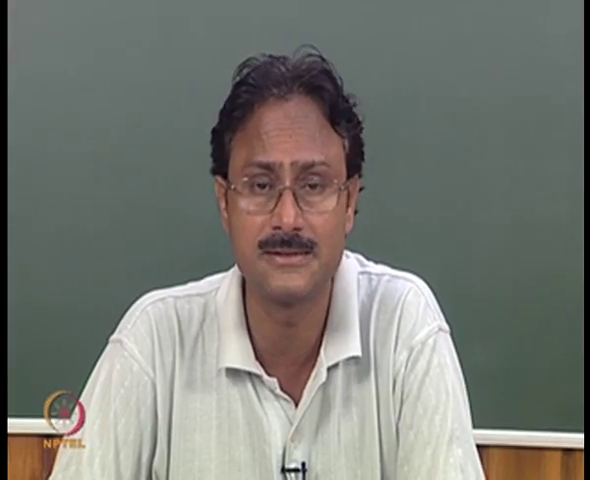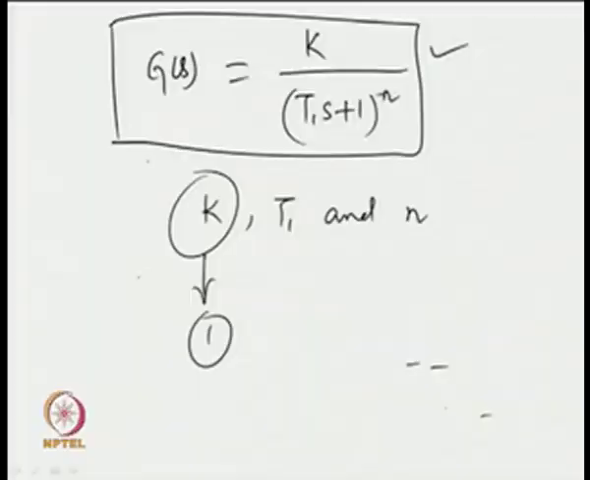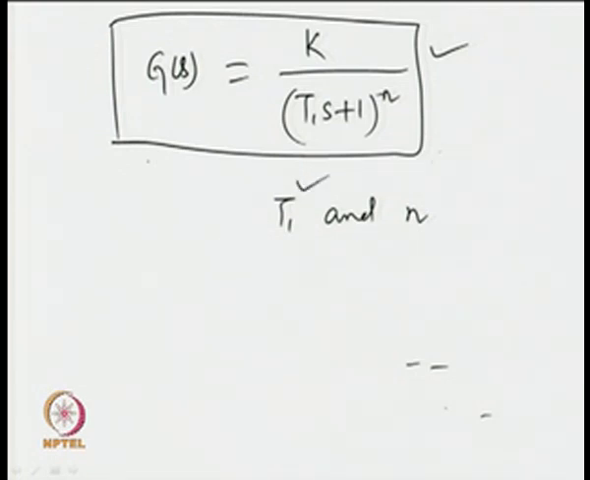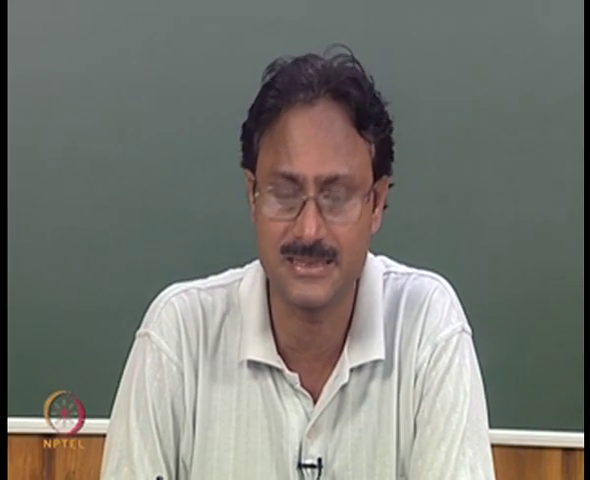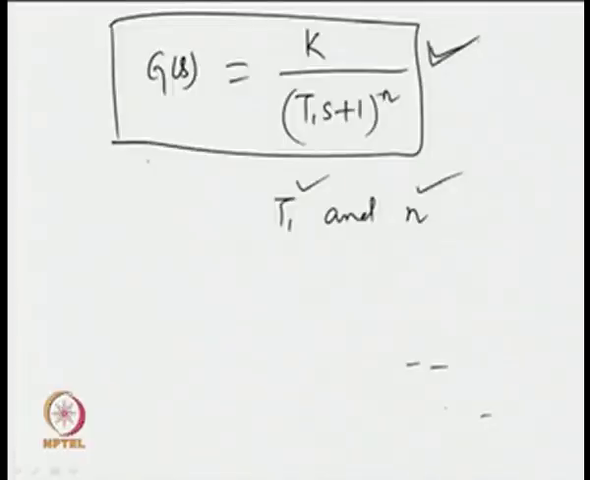When some unit step reference is given, we found the closed loop steady state output to be 2 upon 7, and from analysis the steady state gain of the process model to be 1. Then how to find the remaining two parameters T1 and n? Once T1 and n are found, then we can tell that the process dynamics has been obtained in the form of some transfer function.